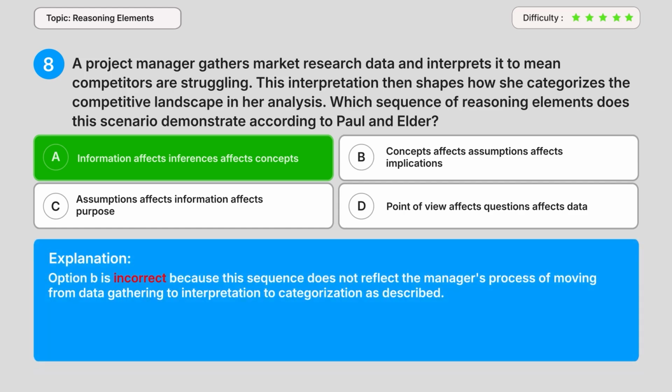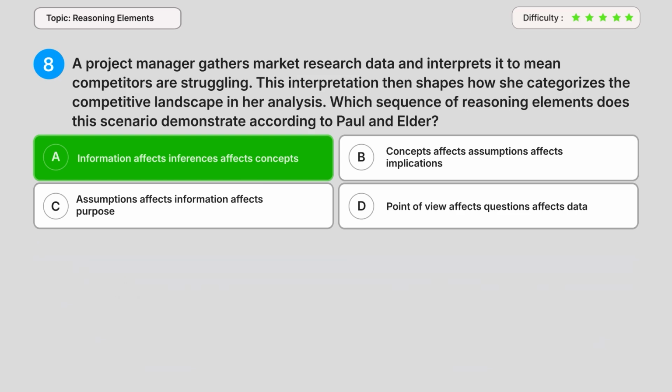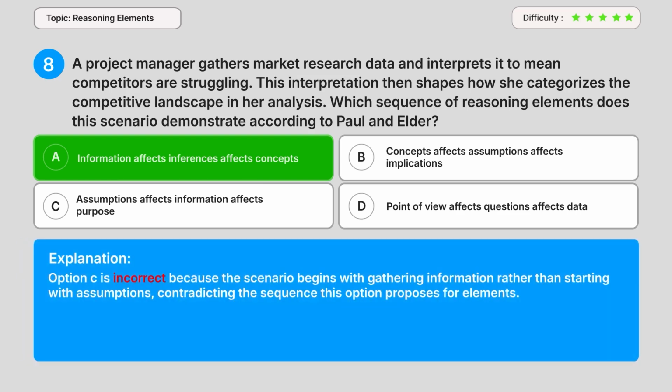Option B is incorrect because this sequence does not reflect the manager's process of moving from data gathering to interpretation to categorization as described. Option C is incorrect because the scenario begins with gathering information rather than starting with assumptions, contradicting the sequence this option proposes for elements.